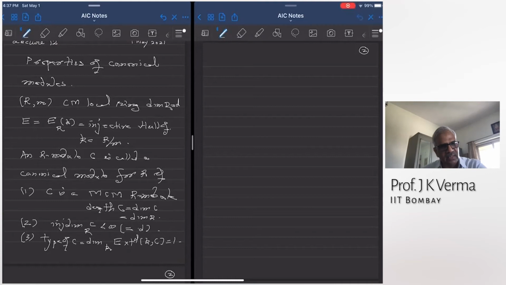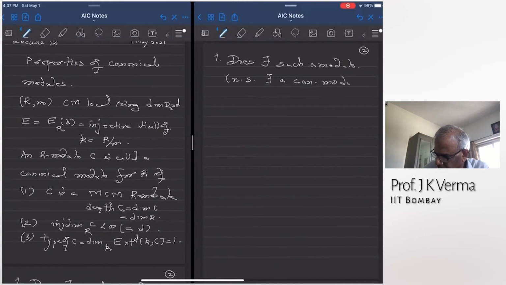Okay, so there are three conditions. It's a maximal Cohen-Macaulay module of finite injective dimension, and the type is 1. So the question before us is, does there exist such a module? Due to lack of time, I will not give a necessary and sufficient condition. You can read it from any book. It says that there exists a canonical module if and only if R equals S mod I, where S is a Gorenstein ring and I is an ideal of S.